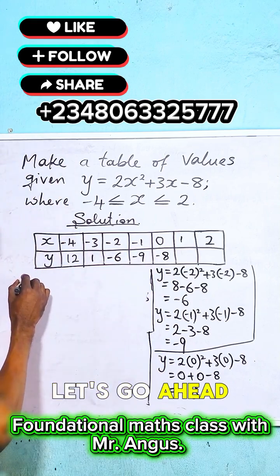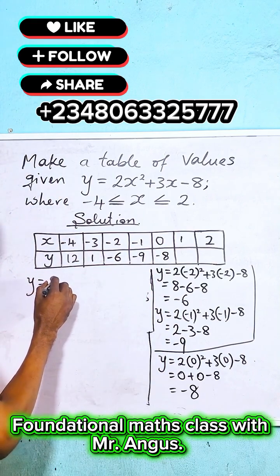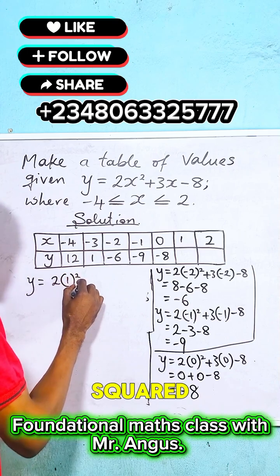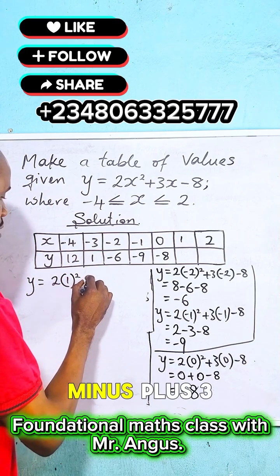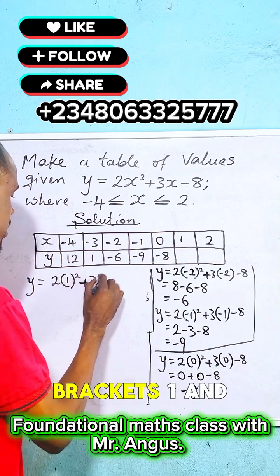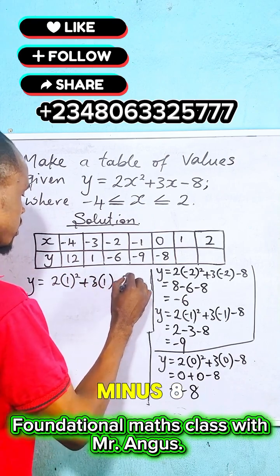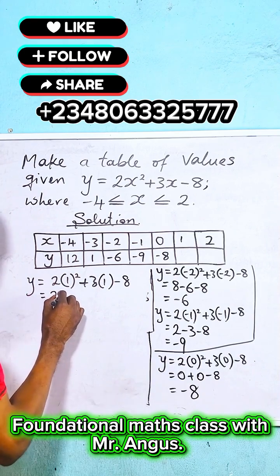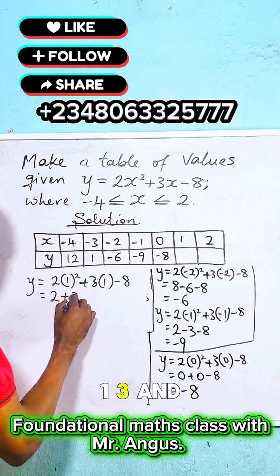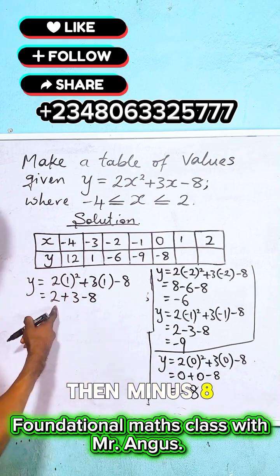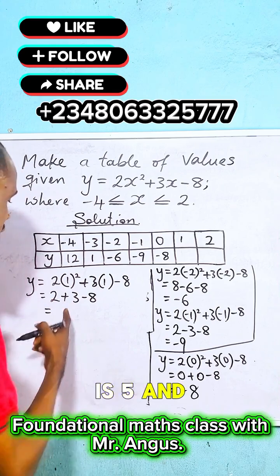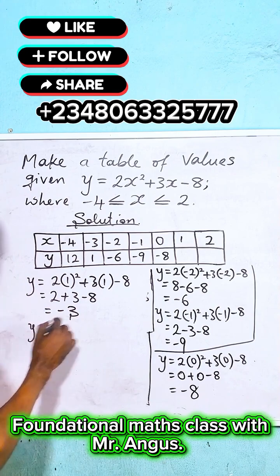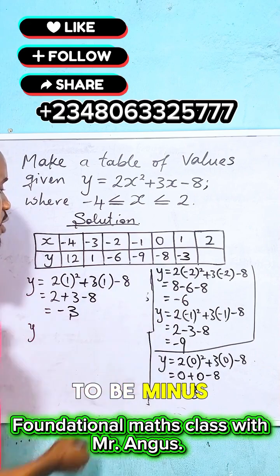And let's go ahead with 1. 2 bracket 1 squared plus 3 brackets 1 and minus 8. 1 squared is 1, 1 times 2 is 2, plus 3 times 1, 3, and then minus 8. 2 plus 3 is 5, and 5 minus 8 is minus 3. And we have the value here to be minus 3.